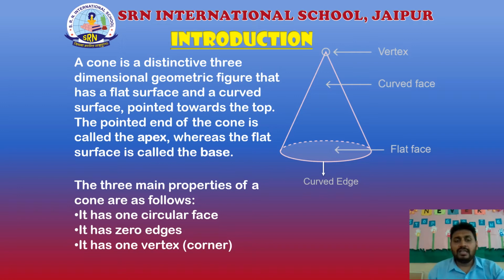Apart from this, we can say that the three main properties of cone are as follows. First, it has one circular face, it has zero edges, and next is it has one vertex. Vertex means a corner that forms an angle. Now the angle formed by the vertex in this is known as solid angle.